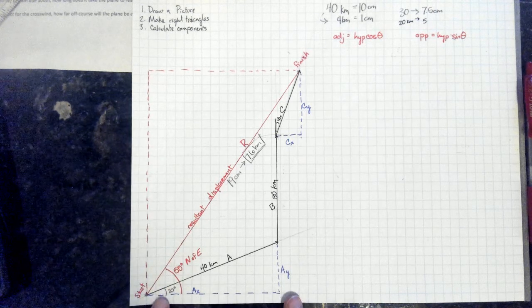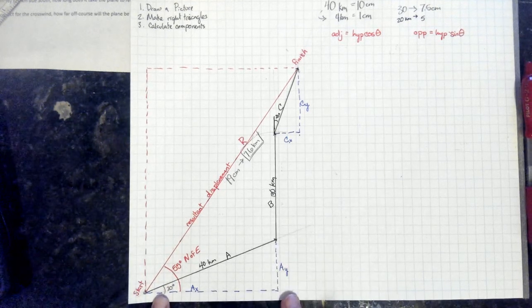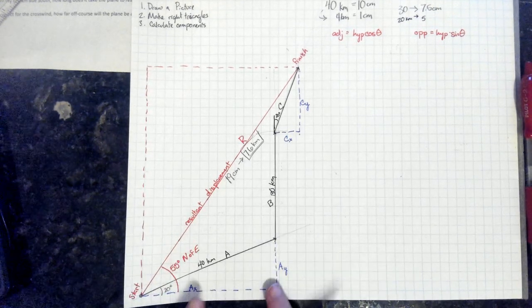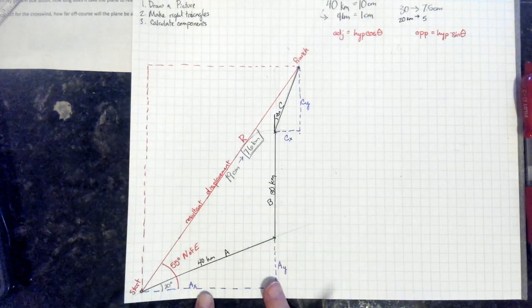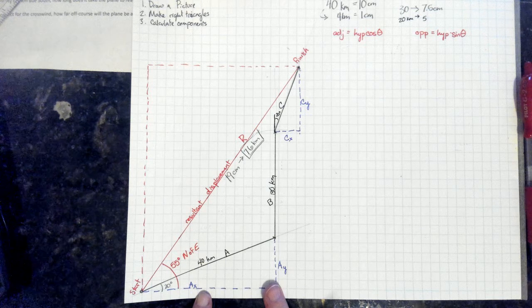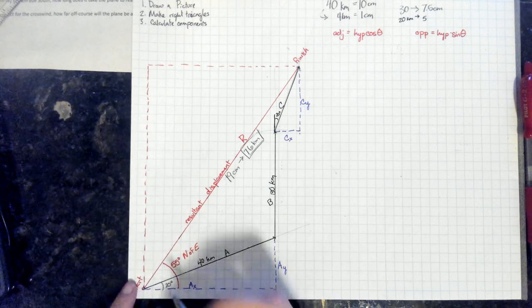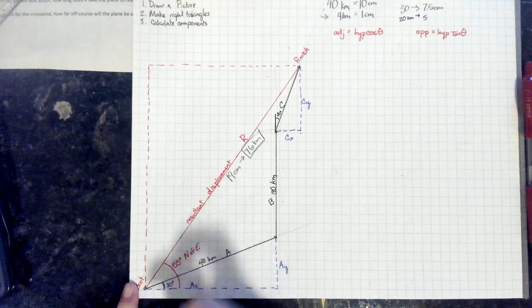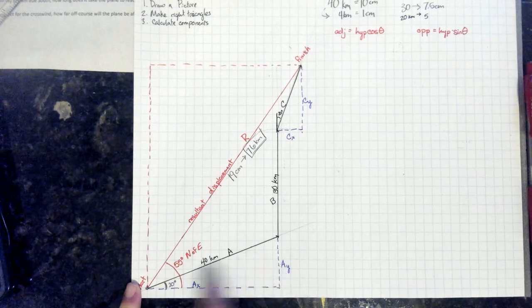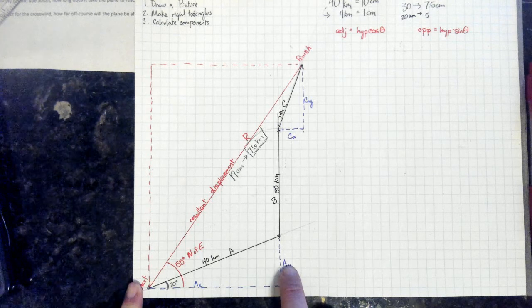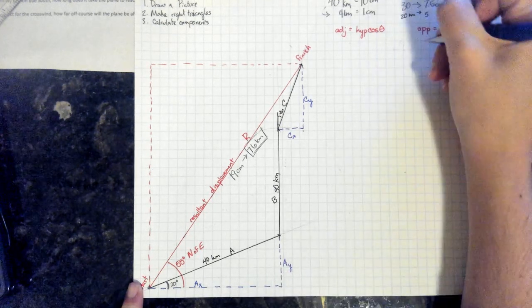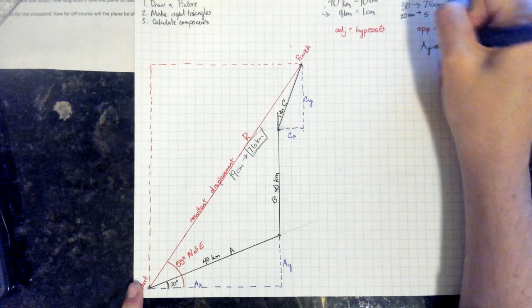So let's do AX and AY. First, we have to figure out which one is our adjacent side and which one is our opposite side. So here's our angle. Opposite side goes through the middle of the triangle all the way to the other side. So AY is our opposite side, so I'm going to put AY over here.